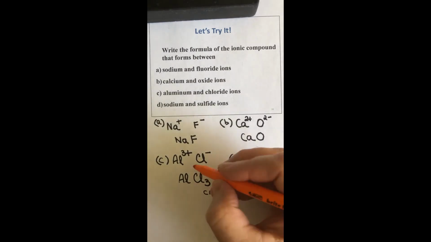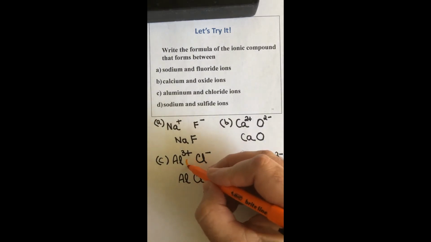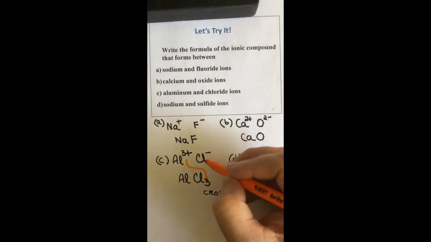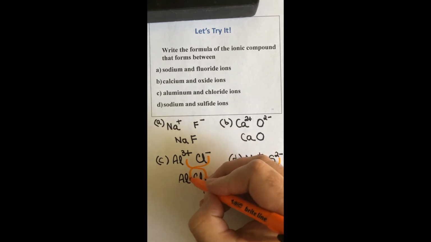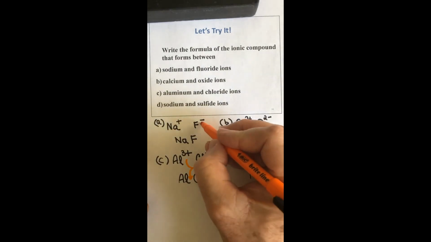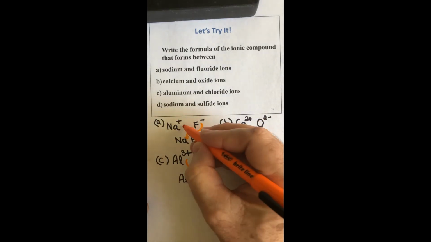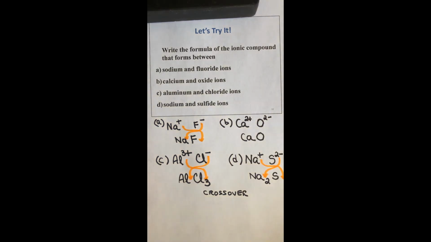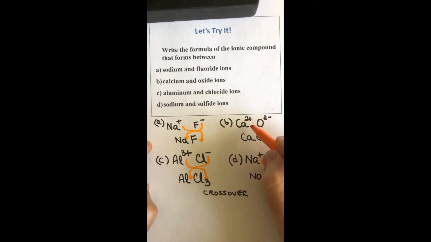Let's do here aluminum chloride, the aluminum and the chloride ones. Again, notice that I can take the 3 here, cross it over there, and then 1 here, cross it over there, and that gives me the formula without having to do all this analysis of charges and numbers and all that kind of stuff. For the sodium and the fluoride ions, again, we cross over and we get 1 and 1.